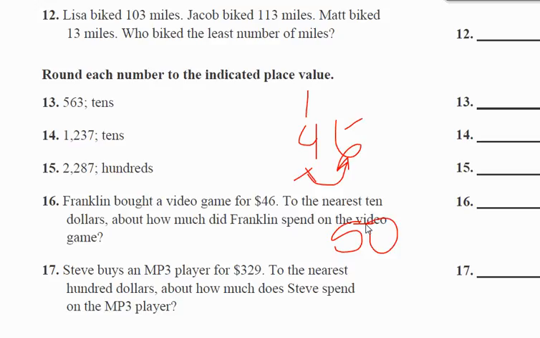Same thing for number 17, but they tell me to round it to the nearest 100. Okay, what number's in the hundreds place? 3. What does the 2 say? So you look at the number to the right, that tells you whether you add a 1 or it stays the same. So the 3 stays the same. And replace the other 2 numbers with?